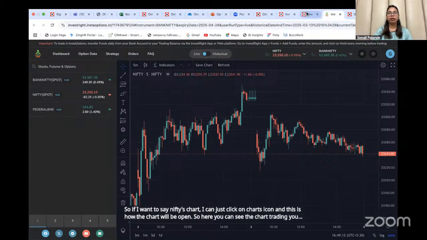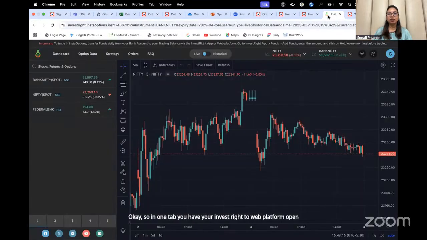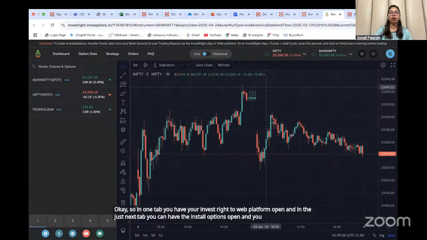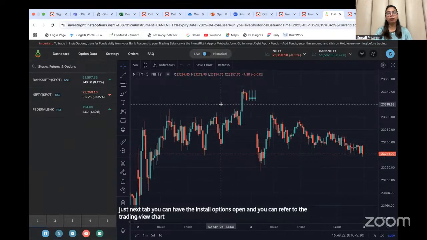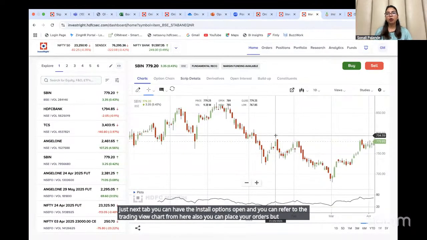Okay, so in one tab you have your Invest Right web platform open, and in the next tab you can have the Insta Options open, and you can refer to the TradingView chart. From here also you can place your orders, but you know, if you're going by the TradingView chart.